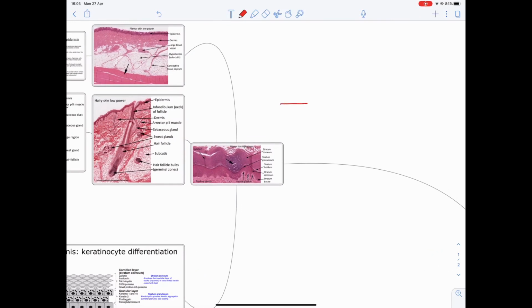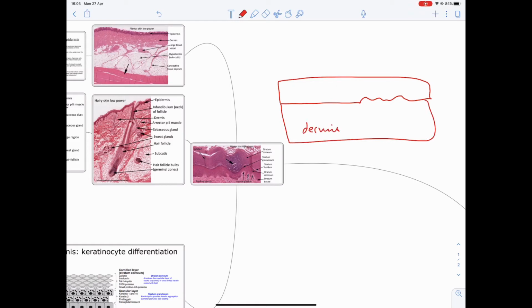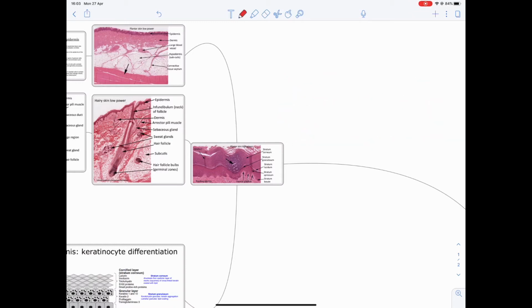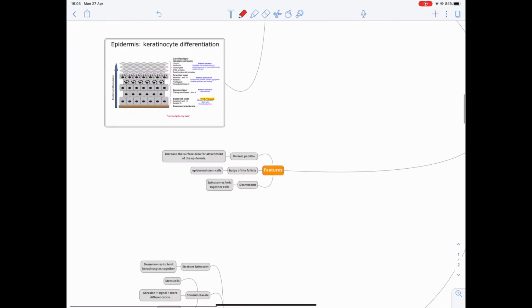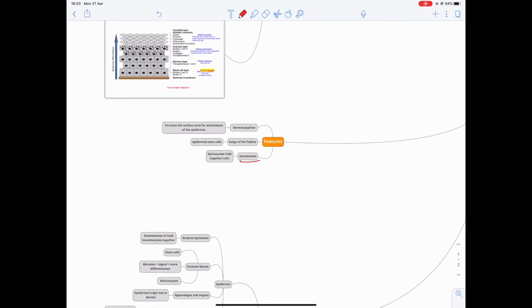And so if you think about the epidermis here at the top and the dermis at the bottom, so this is the dermis and this is the epidermis. These are dermal papilla, and they increase the surface area for connection of the above epidermis to the dermis below. And I think these are the features that give you distinct fingerprints. Apart from that, we already discussed desmosomes, which hold cells together.